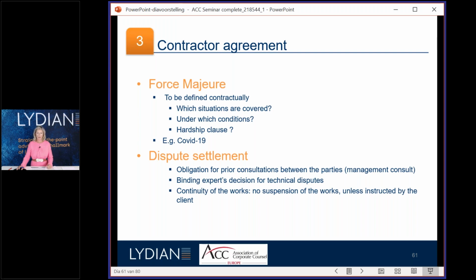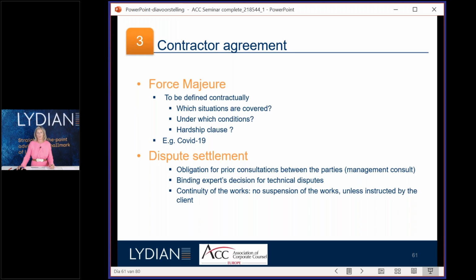Then force majeure, I will skip this subject. I believe Jo has already enlightened you with respect to force majeure and hardship. And last but not least, the dispute settlement. For dispute settlement, parties are free to choose. There are several options. Parties can go to court, parties can go for an arbitration.